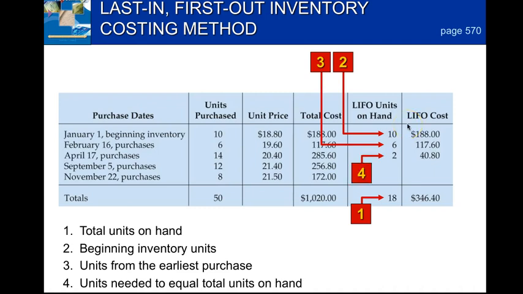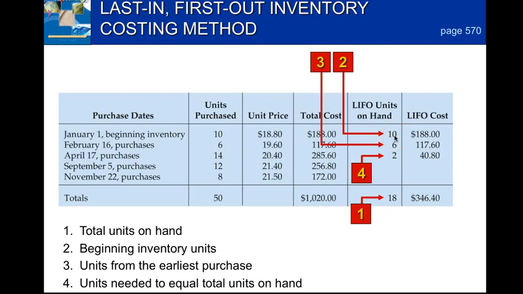But we needed total units on hand. January and February only adds up to 16. So we need to go another purchase. Well, the next purchase, we purchased 14 in April. But we only need 2 more to make up 18. So we're just going to put 2 here because we have 2 left from the 14 that we purchased in April. So 10, 6, and 2 add up to 18.